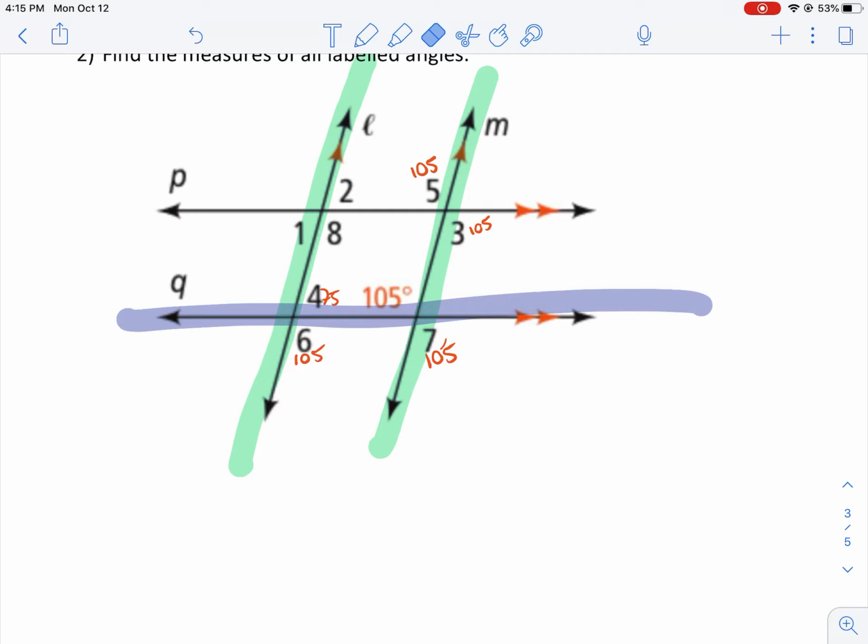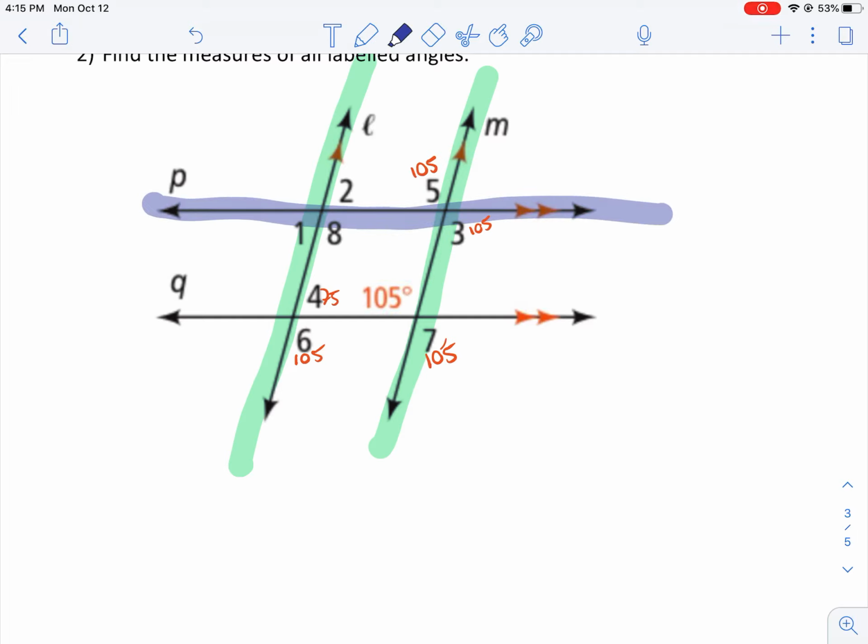And now finally, if I need to get to these angles 1, 2, and 8, I need some transversal that's going to connect it to another set that I know. Well, here's a transversal that connects it to angles 3 and 5. So I can see that angle 2 and angle 5 are same side interior angles. That means that they are supplementary when the lines are parallel, so angle 2 is 75.